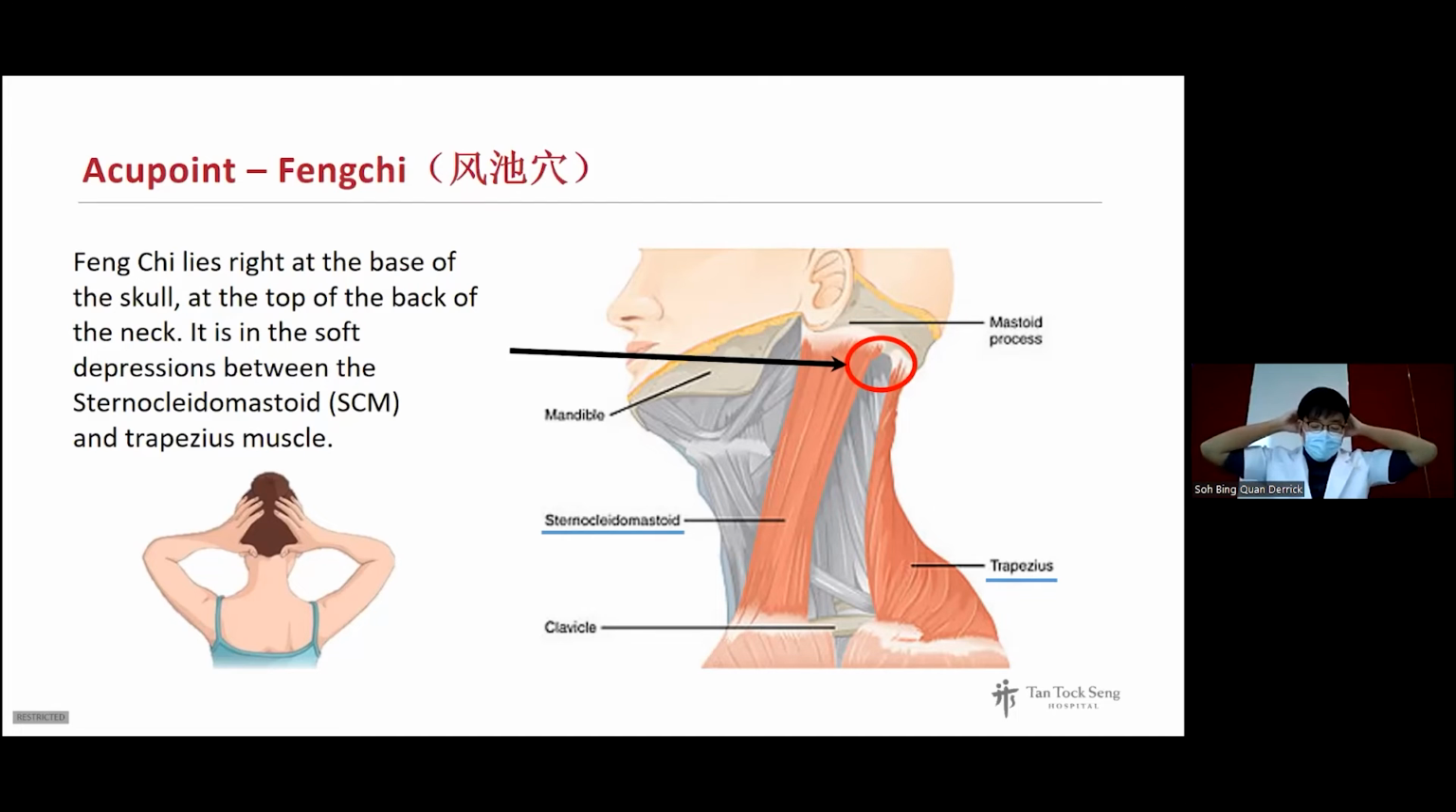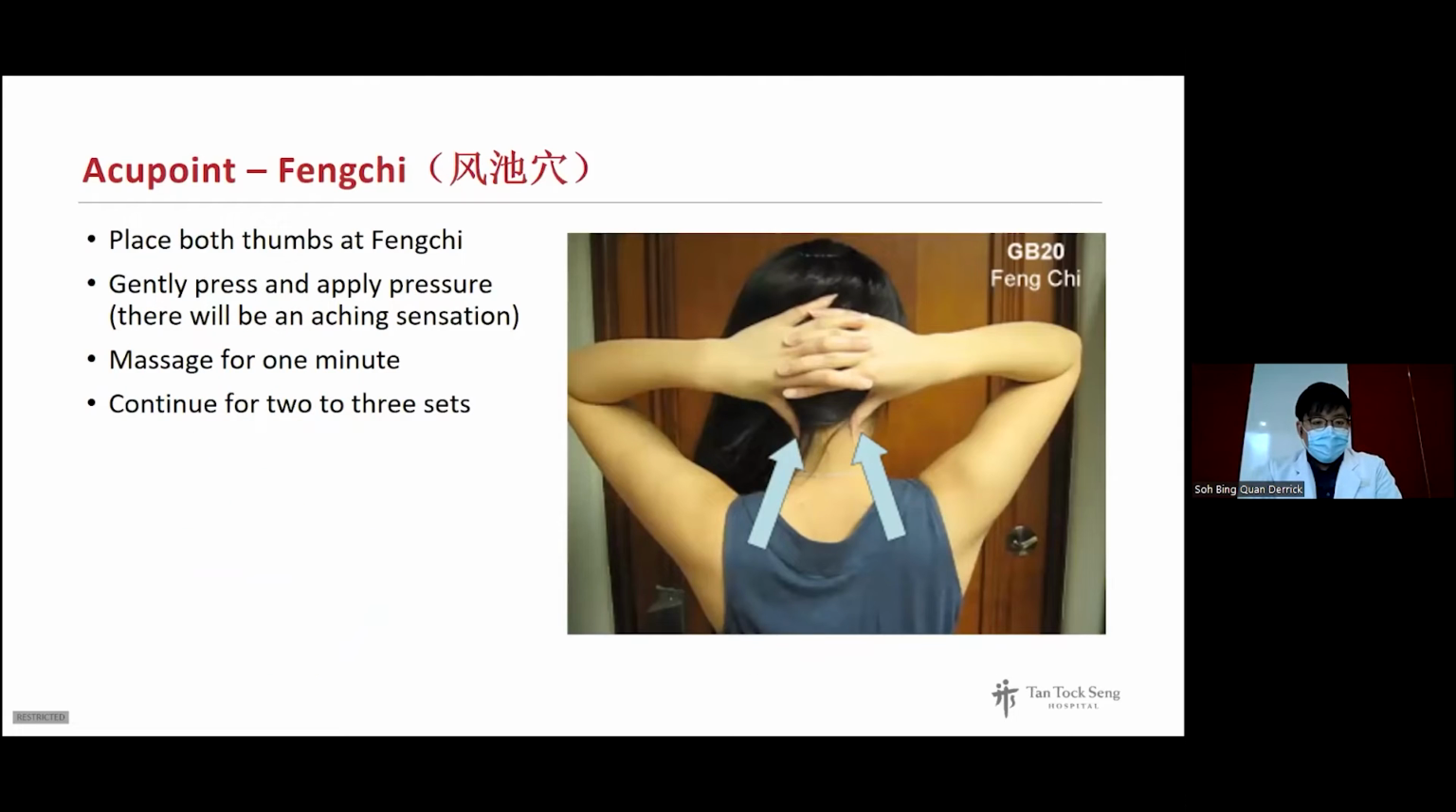Okay, so if you have a bit of a headache, a bit of dizziness, or your neck is very stiff, you can press onto the 风池穴, 风池. So that's 风池. You can see this picture is clearer. Same thing, place two thumbs on the 风池穴, gently press, apply pressure. Most importantly, you must feel the aching sensation, and massage for 1 minute. So 1 minute can take around 30 to 50 times of rotation. Okay, continue 2 to 3 sets.